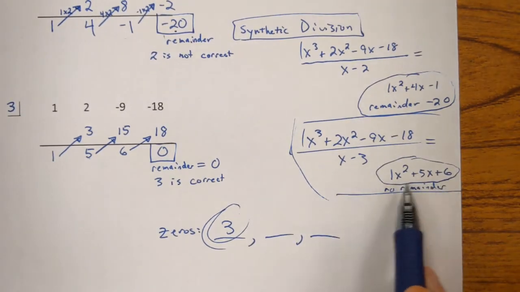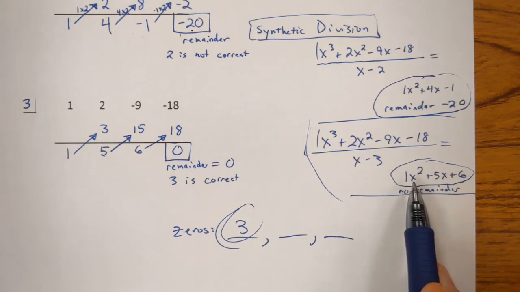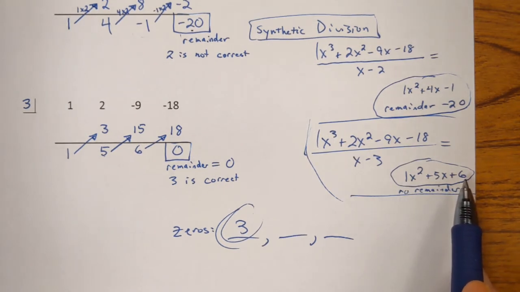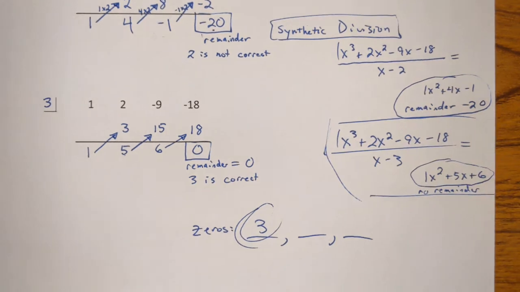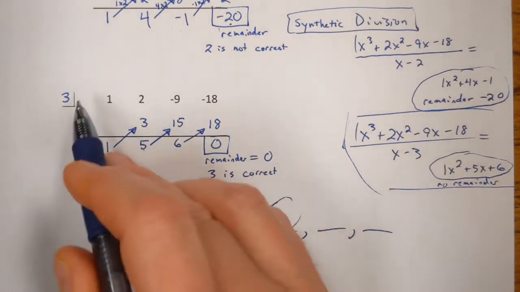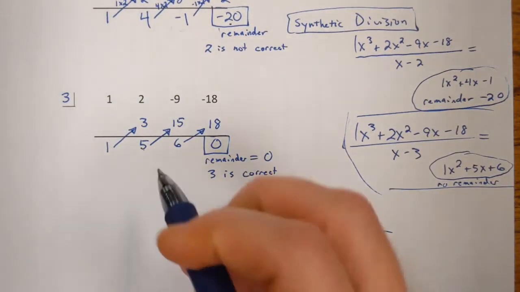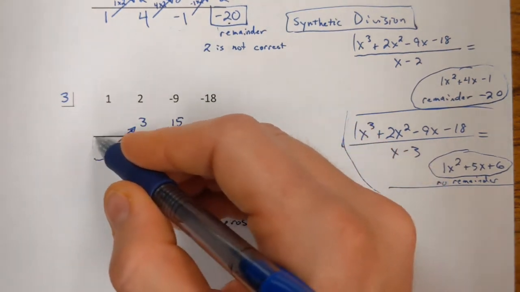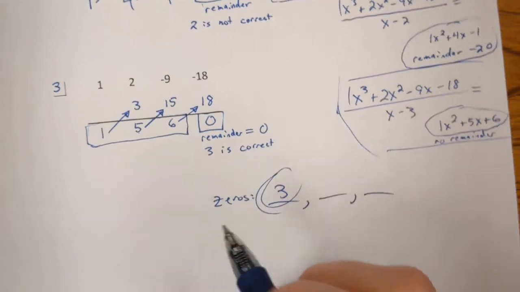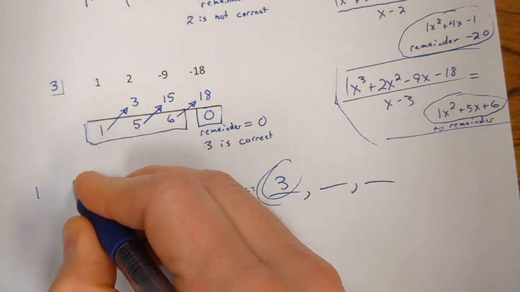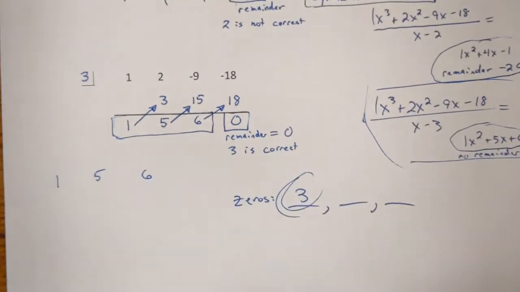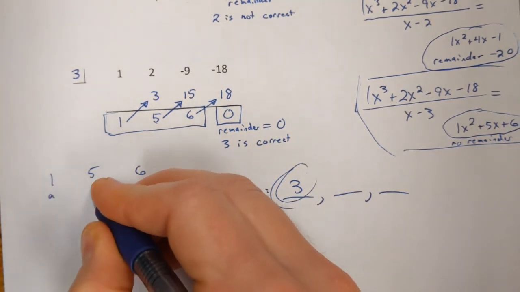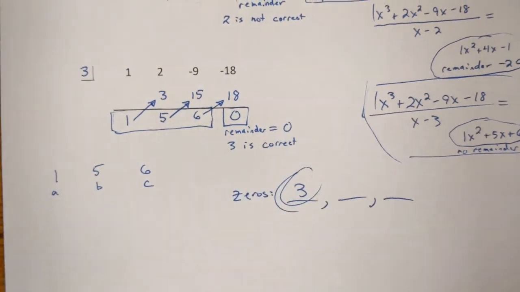And you're left with this other factor of 1x squared plus 5x plus 6. So what we can do now, we have our first answer here, which is 3, but we also have the key to finding our last two answers. Because what we're going to do now is take this 1 and this 5 and this 6 that we got from our division, and we're simply going to label these A, B, and C.